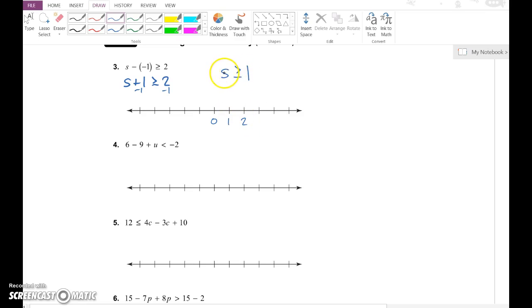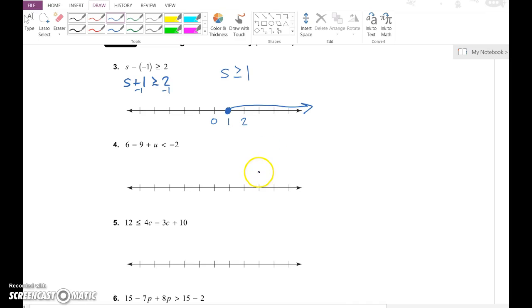This time, s is greater than or equal to 1, so it's going to be the numbers up this way, greater, and it can be 1, so we fill in the circle, or fill in the point this time. So filled in means it has the equal sign underneath. It can be 1, and then it can be 2, it can be 10, because 10 is greater than 1, it can be 20, it can be 100, any of those. So when you have the equal sign, you fill it in. When it is not an equal sign, you leave it open like we did on examples 1 and 2.